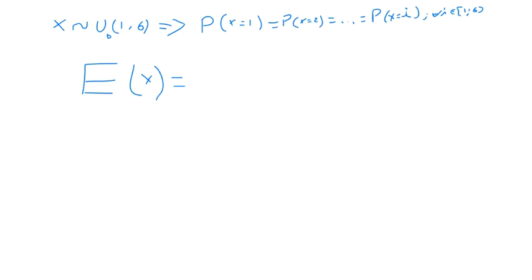Thus, the expected value of a roll, since it's a fair die with 6 sides, will be 3.5. And if I save this, it'll show up on my right.